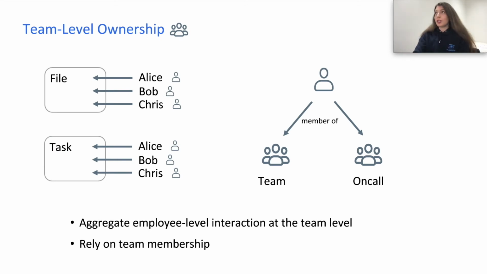Another challenge is the one of team level ownership. So even though in most cases we want to surface a recommendation for the team level, most of the interaction that we get between owners and assets are at the employee level or individual level. So we need a way of systematically aggregating the employee level signal at the team level, and this is usually done by relying on team membership.